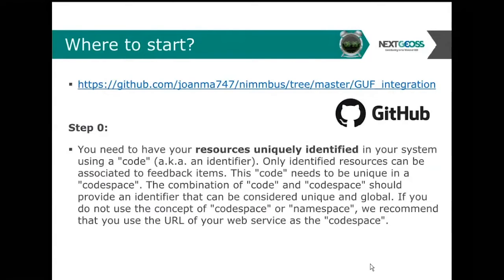It's a very simple process that requires 4 steps. Step number 0 is, you need the resource unique identifier. I already said that. You need a code that identifies your dataset in a repository, and then you need what we call a code space, that generally is another code that identifies the repository itself. If you don't have any code space, you could use the URL of the web service, for instance, as code space. That will work. Is that easy to do?